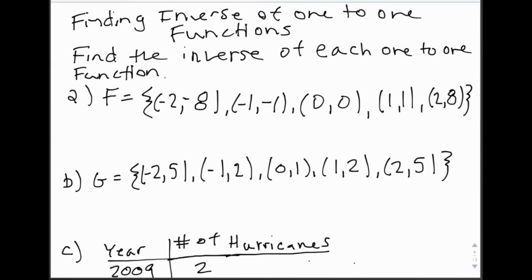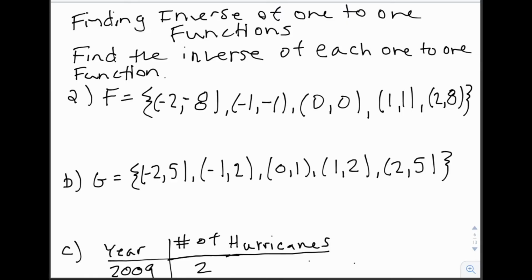Finding inverse of one-to-one functions. Now, we're going to go ahead and try to find the inverse of these different types of functions, and again, we need to make sure that they are one-to-one before we can perform any types of operations trying to find out what the inverse is. So our first one, we're dealing with some ordered pairs within a set. So f is equal to, and we have a bunch of these ordered pairs. Let's go ahead and see if we can find the inverse of this one.